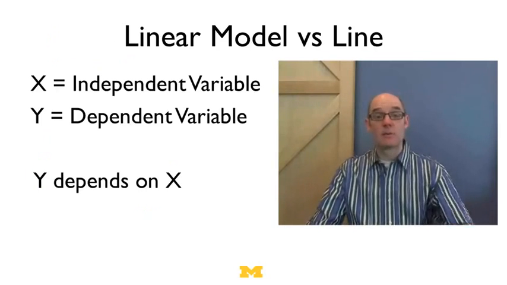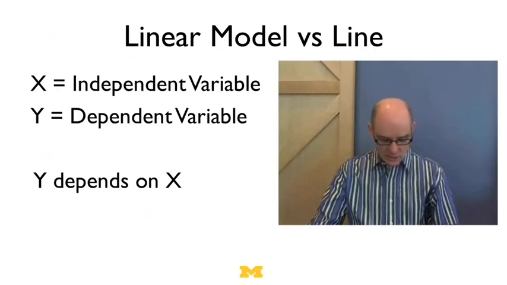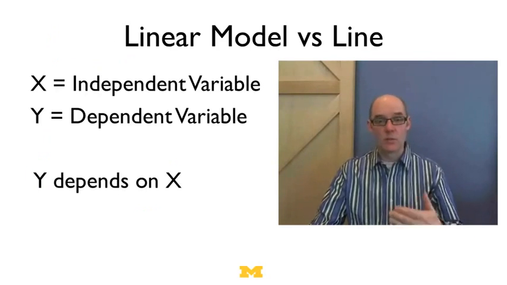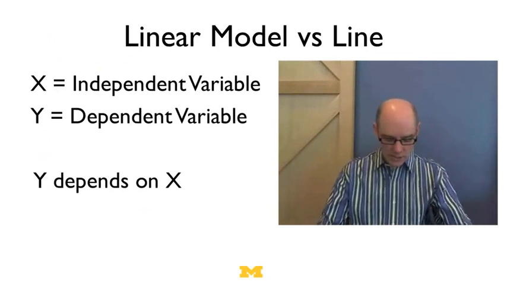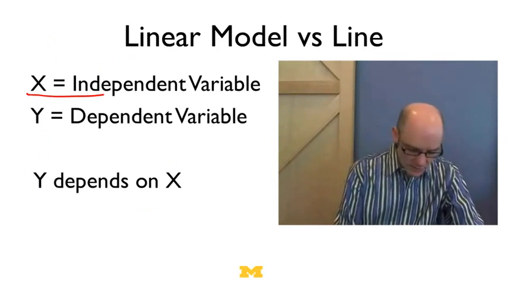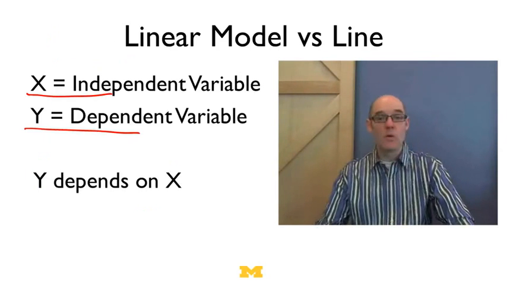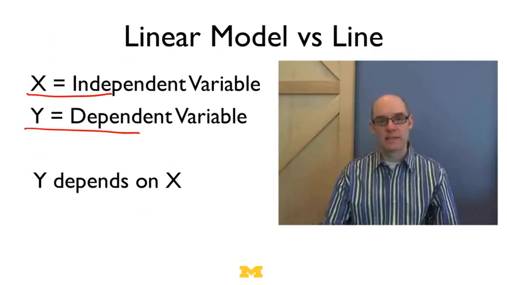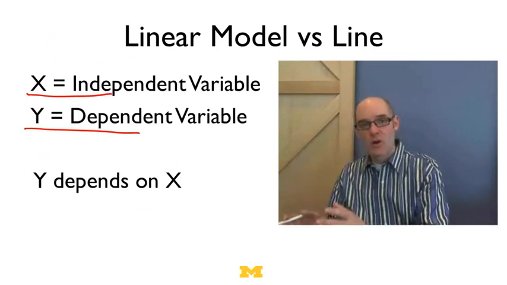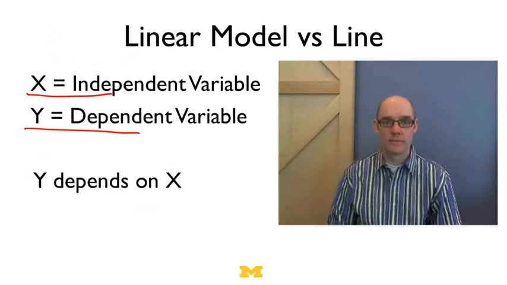Now remember I talked about the difference between a linear model and a line. So in a line, we just have that equation y equals mx plus b. In a linear model, what we're assuming is that there's some independent variable x, there's some dependent variable y, and y depends on x. So we're assuming that x somehow causes y to occur.